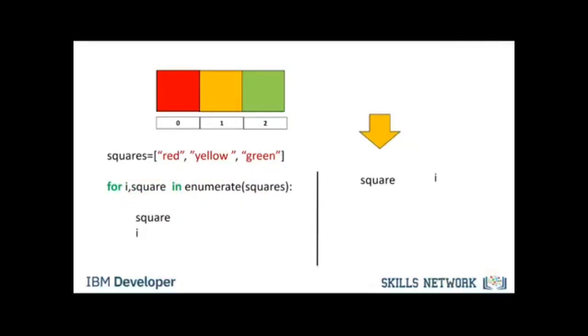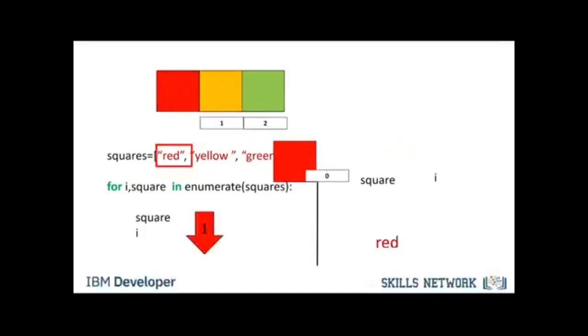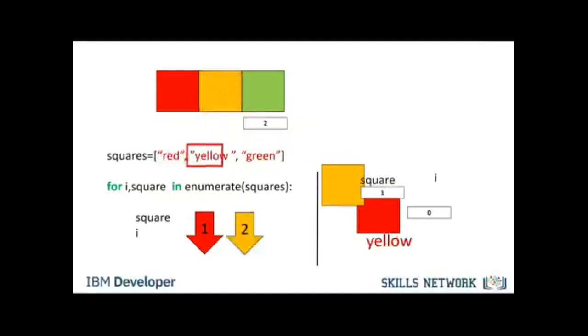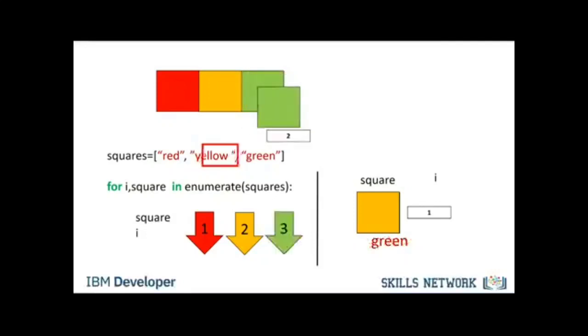Let's use the left part of the screen to display the different values of the variables square and i for the various iterations of the loop. For the first iteration, the value of the variable is red, corresponding to the 0th index, and the value for i is 0. For the second iteration, the value of the variable square is yellow, and the value of i corresponds to its index, i.e. 1. We repeat the process for the last index.